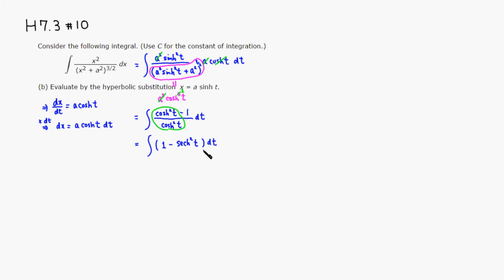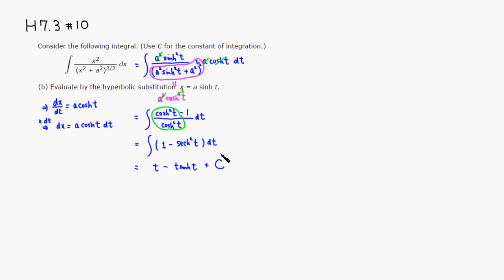Then if you take the antiderivative of 1, that's going to be t, minus the antiderivative of hyperbolic secant squared of t, which is a hyperbolic tangent of t, and then plus some constant c. So we have that. Then we just have to go back to x.